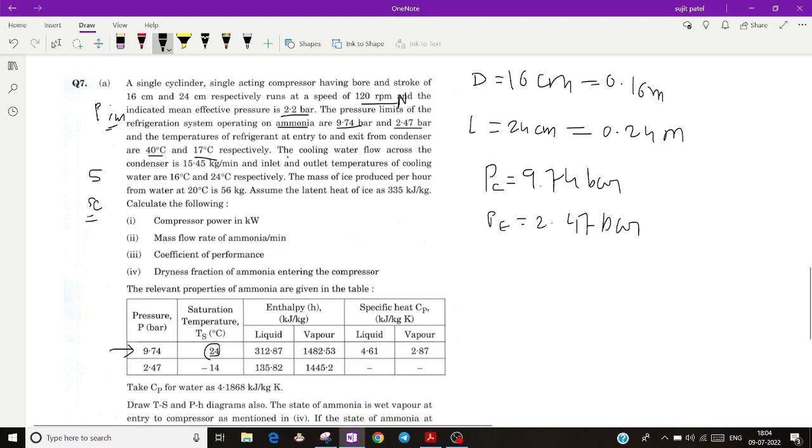So the cooling water across the condenser is 15.45 kg per minute. So the mass flow rate of the water is 15.45 kg per minute. Now the inlet and outlet temperatures of cooling water, that means TW1, is 16 degrees Celsius, and TW2 is 24 degrees Celsius.